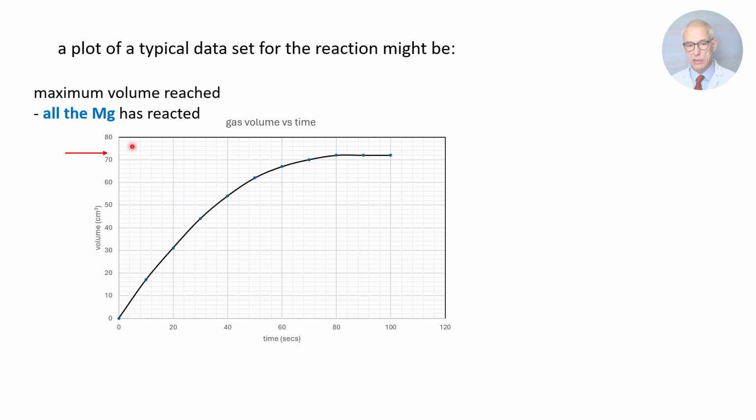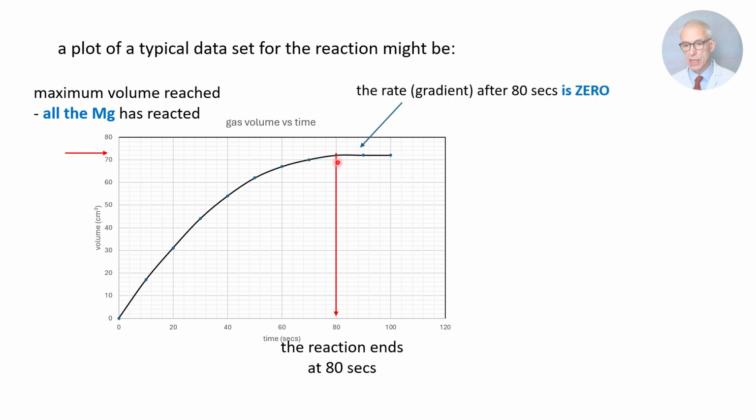So all the magnesium has reacted so that at a certain point, after 80 seconds, the volume of gas collected no longer increases, that is, the reaction has ended, all the magnesium has reacted. So we would say that the reaction has finished or ended at 80 seconds. The gradient of this curve after 80 seconds is 0. That means there is no reaction.